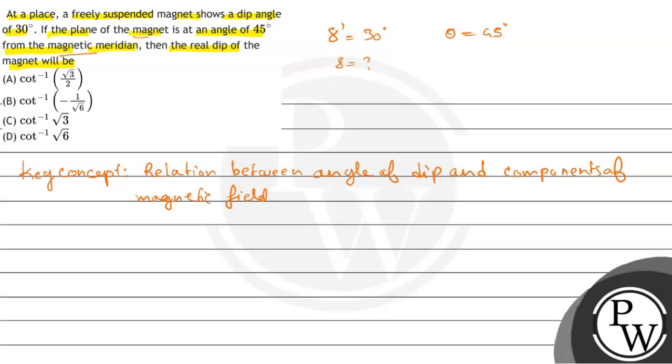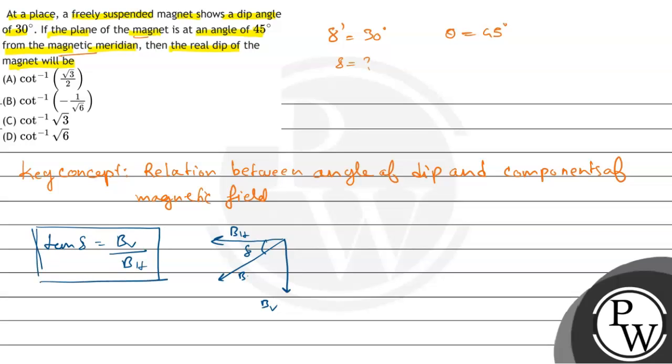So we know that the relation between angle of dip and the components of the magnetic field, that is tan delta, is equals to BV by BH, where BH is the horizontal component of the total magnetic field, and BV is the vertical component of the total magnetic field, but B is the actual magnetic field, but delta is like here. So this is our relation between real angle of dip and components of magnetic field.